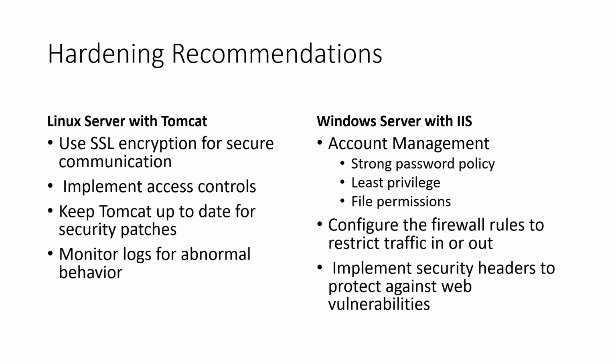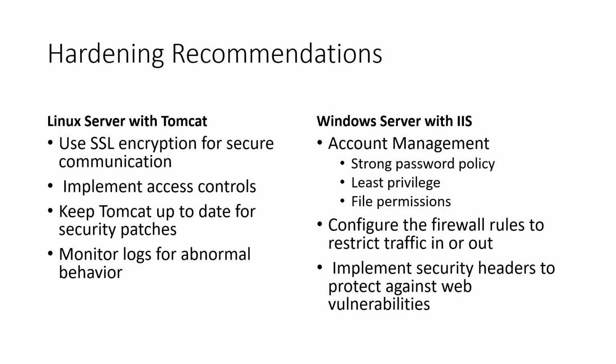Lastly, we have hardening recommendations. So my Linux server with Tomcat recommendations are to use SSL encryption for secure communication. Like I said earlier, they do the handshake, which validates and authenticates, makes sure who the person you are trying to communicate with is who they are, and also encrypts your communication. So if it's intercepted, it would have to go through probably like a major decryption process. It will show up as mumbo jumbo most of the time.